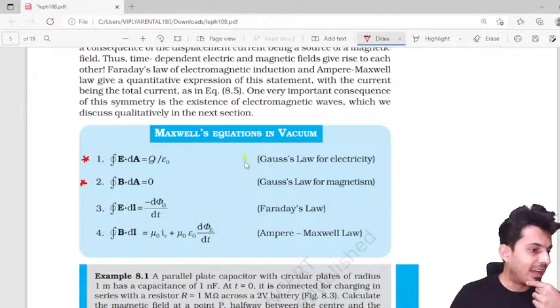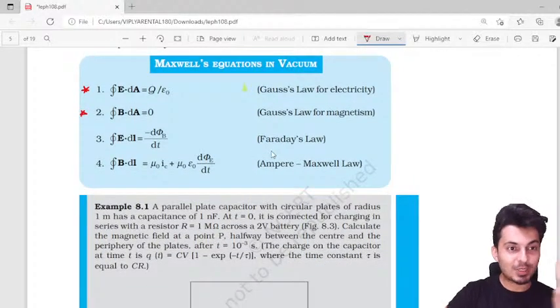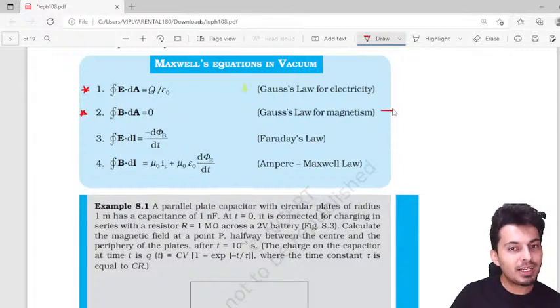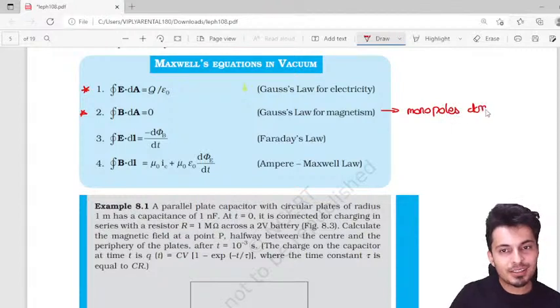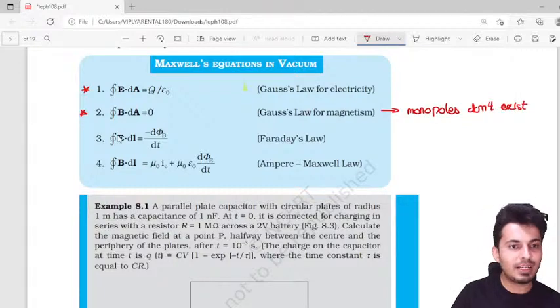No, Faraday's law is not deleted in term 2. It was there, as for CBSE. All right, so B dot dA is 0. What does this imply? Do you remember it? This was basically that monopoles do not exist. That was the whole implication of that being 0.